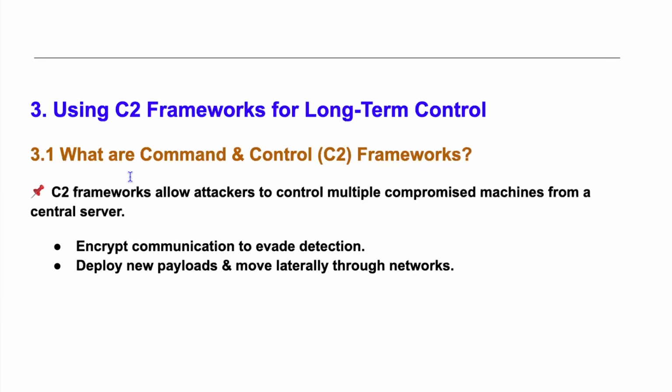So for example, a framework that can actually establish a C2 connection for you, and as a part of that, you can control multiple compromised machines from a central server, and that will allow you to encrypt the communication to evade detection. It'll allow you to deploy new payloads and move laterally through the networks, because you can do it through this massive framework, very similar to what Metasploit actually does.